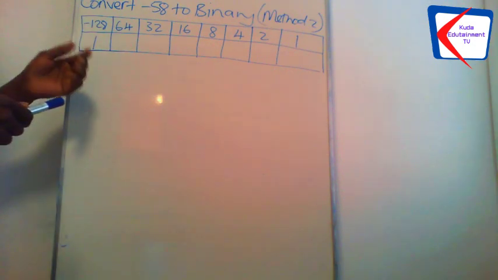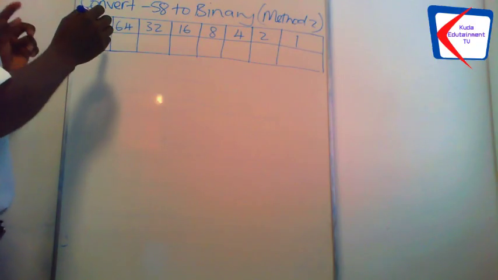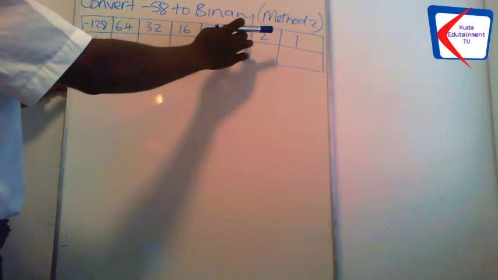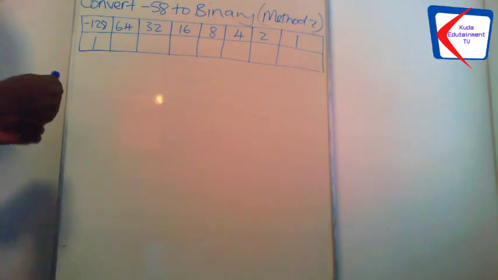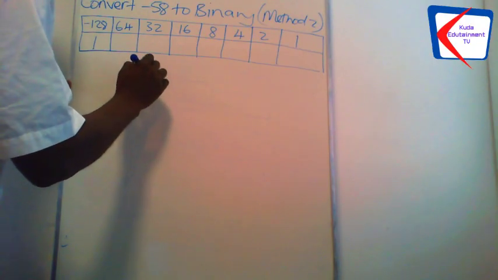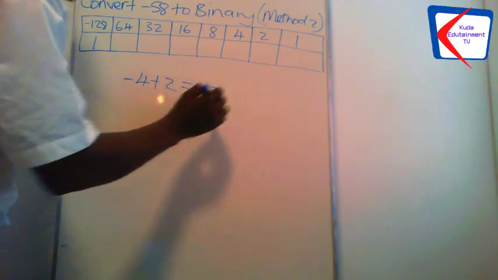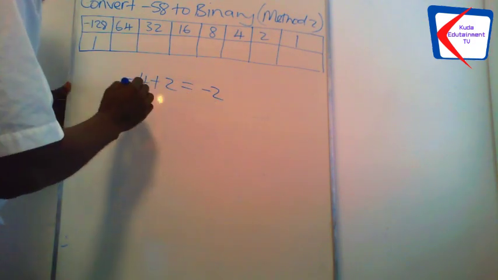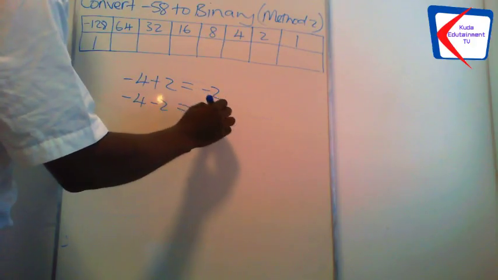Now, let me take you through the process. So now we do 128. We want to add these numbers, considering all of them, so that if added together they give us negative 58. Remember, in the normal number line, if we say negative 4 plus 2, it will give us negative 2. But if we say negative 4 minus 2, it will give us negative 6.